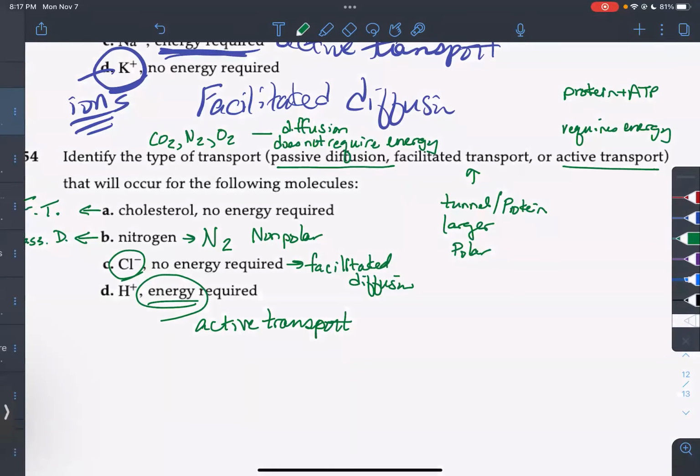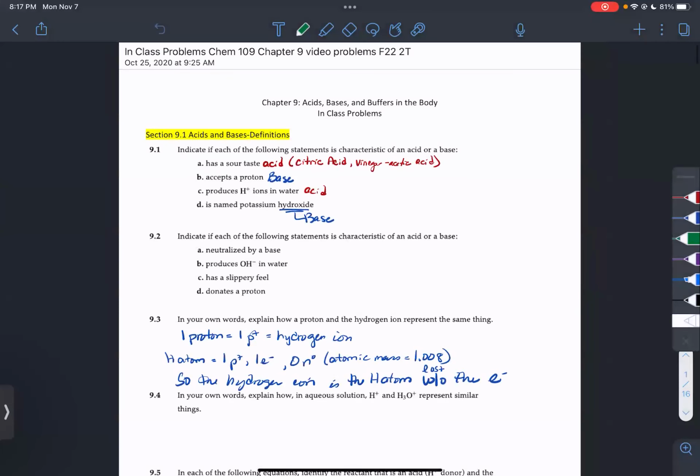All right, now we're going to switch over to chapter 9. We only need to do sections 1 and 2 for today. So this chapter is all about acids, bases, and buffers. Oh my gosh, buffers are so important in the body. And so before we can talk about what a buffer is, you have to understand acids and bases.